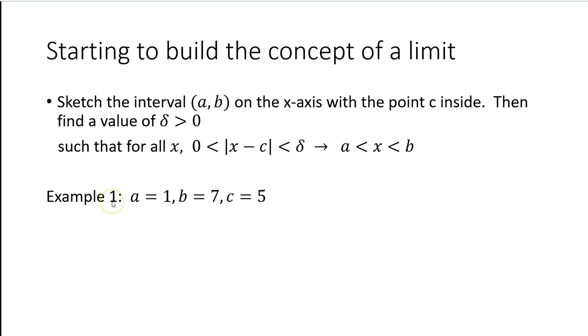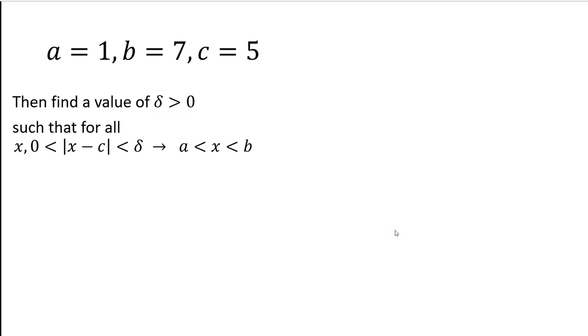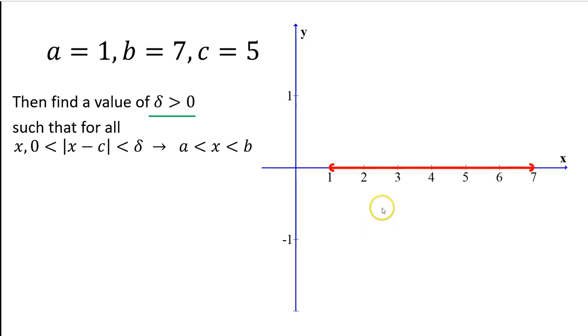So we're going to start with our first example. We're going to choose a to be 1, b to be 7, and c to be 5. And we're just going to simply sketch our graph. Again, the goal here, and the goal in all these exercises, is to find the delta to be greater than 0. So here's our little open interval, and I'm going from 1 to 7. Remember, I want to find a delta such that for all x, the absolute value of x minus c is less than delta, then that guarantees that x falls in this interval.